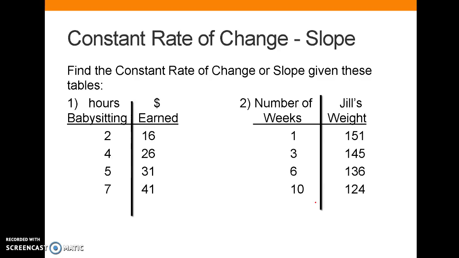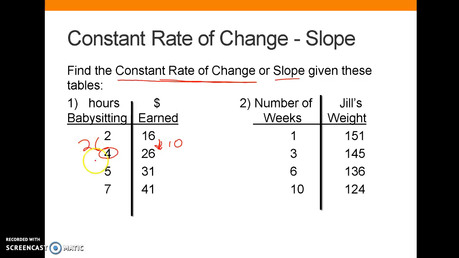So let's start with some tables. We can see here that we're going to find the constant rate of change, which we also call the slope, for these situations. And the first situation is an example of a babysitter. We're going to jump from one value to the next. So it looks like here, she is babysitting for 4 hours. She went from 2 hours to 4 hours, but she's getting paid an extra $10. She was paid $16 to babysit 2 hours, but to babysit for 4 hours, she got paid $26. That's $10 more over a period of 2 hours.